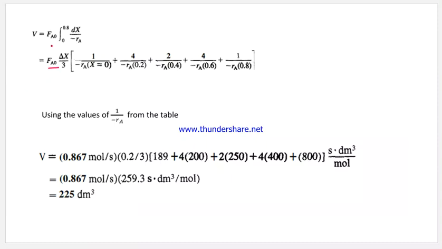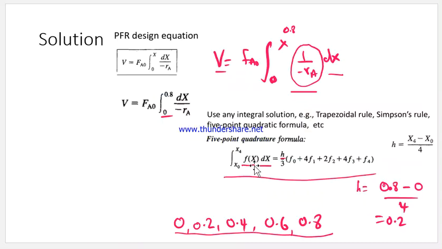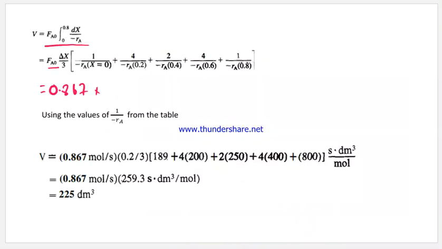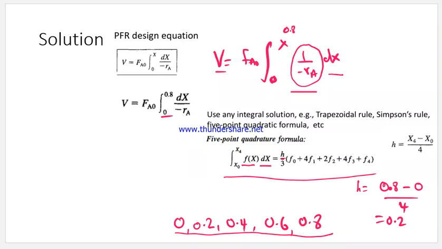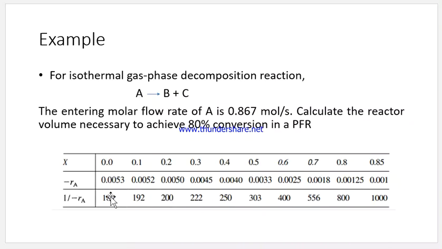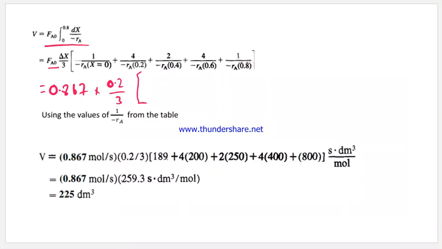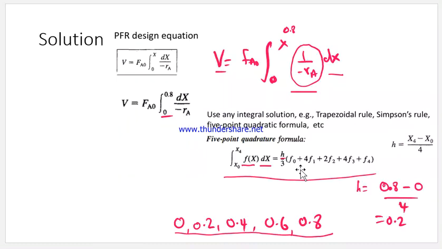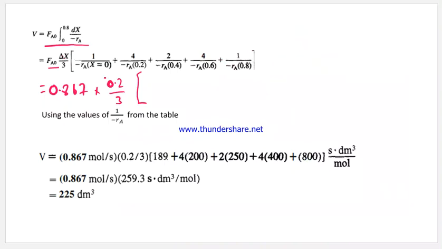The formula remains V equals FA0 times the integral. So FA0 times h over 3. h is 0.2, and FA0 is already known, 0.867, multiplied by h over 3. You remember the formula: h over 3 for f(x) dx. So h over 3, which is 0.2 divided by 3. Then 1 over minus rA at the first point, which is 0.0, is 189. The formula says f0, so we write 189 here.